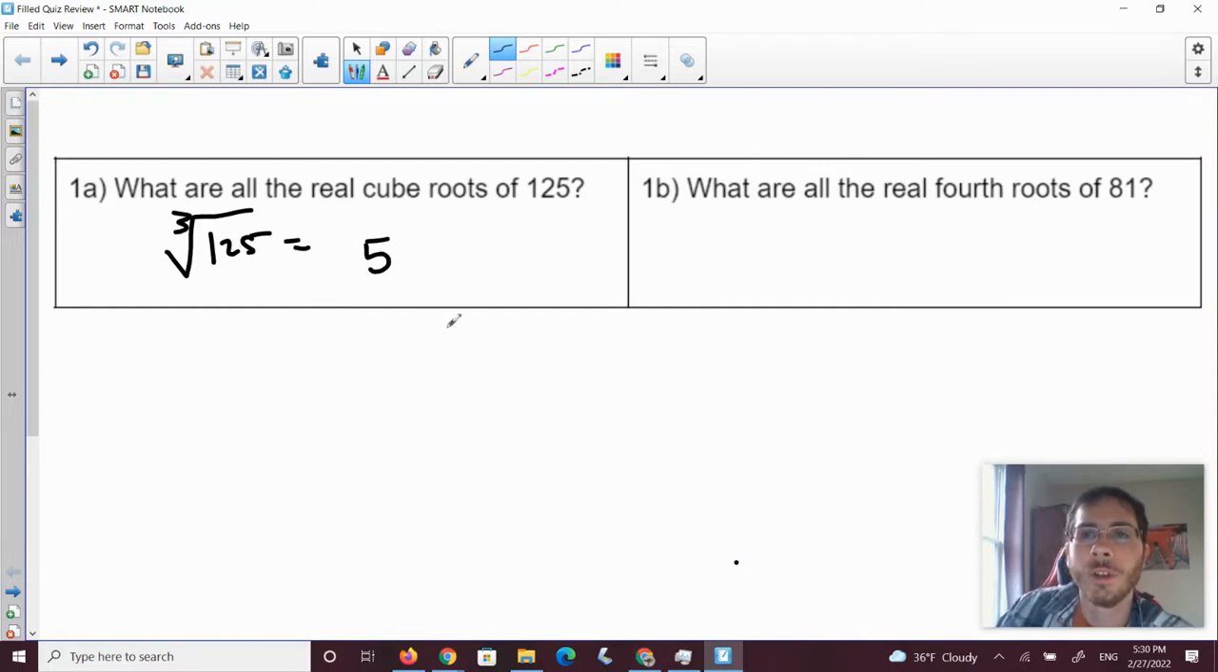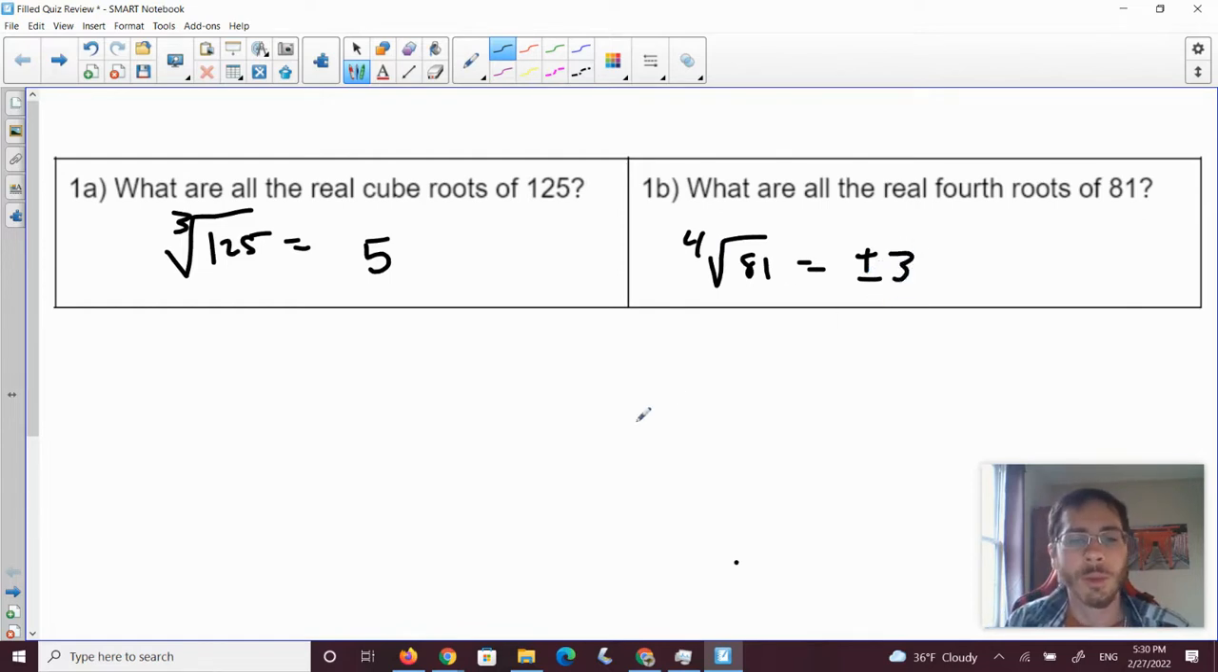For the second one, what are all the real fourth roots of 81? So we have to do a fourth root of 81. Because this is even, and remember the last one was odd, so we could just write down the answer, but since this is even, when we have an even index, we need to do a plus or minus. So the fourth root of 81, again, if you know it, is just going to be 3. So plus or minus 3.